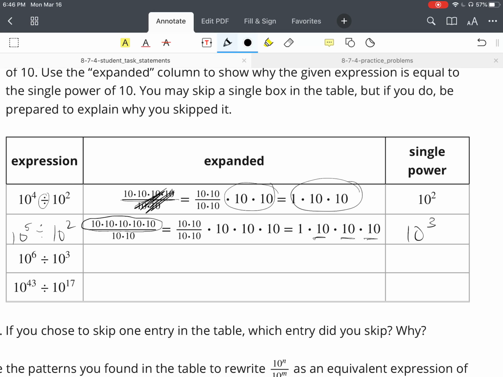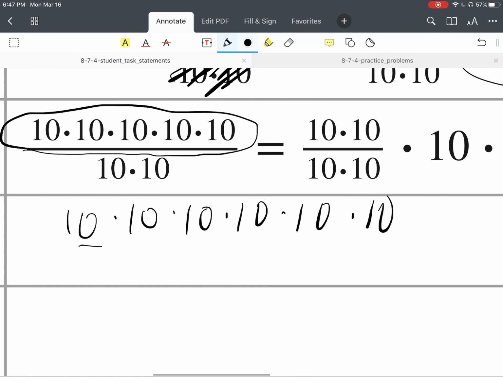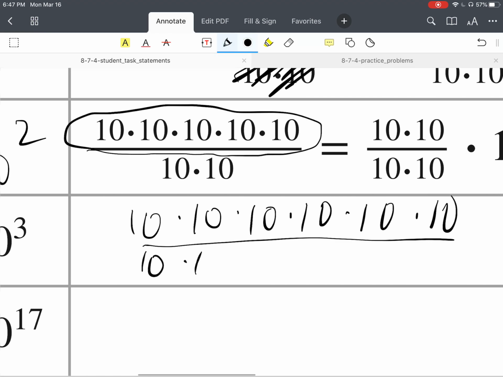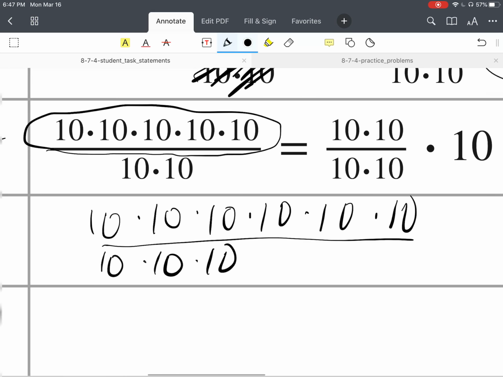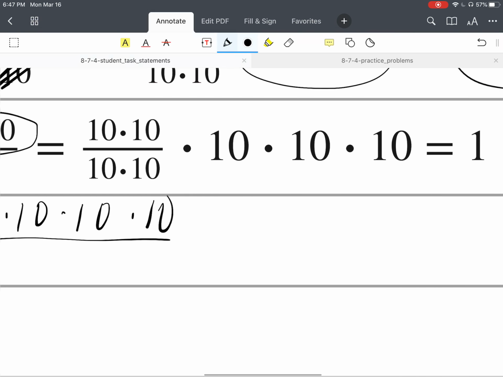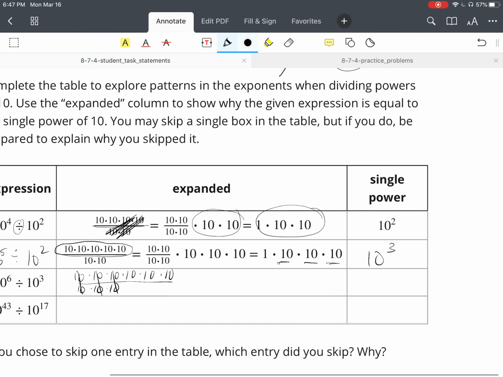So we have 2 tens, and that's just 10 squared. Similarly, the second one, notice how we have 2 tens in the bottom, so that's going to be divided by 10 squared. But how many tens do you count in the top? 5 of them. 10 to the 5th. So you're left with 1 ten, 2 tens, 3 tens, 10 to the 3rd. The expanded version, I'm going to skip a step, but it's going to be 10 times 10 times 10 times 10 times 10 times 10, all divided by how many tens? 3 of them. So you could tell here, 3 of these will cancel, and you're left with 10 to the 3rd as well.